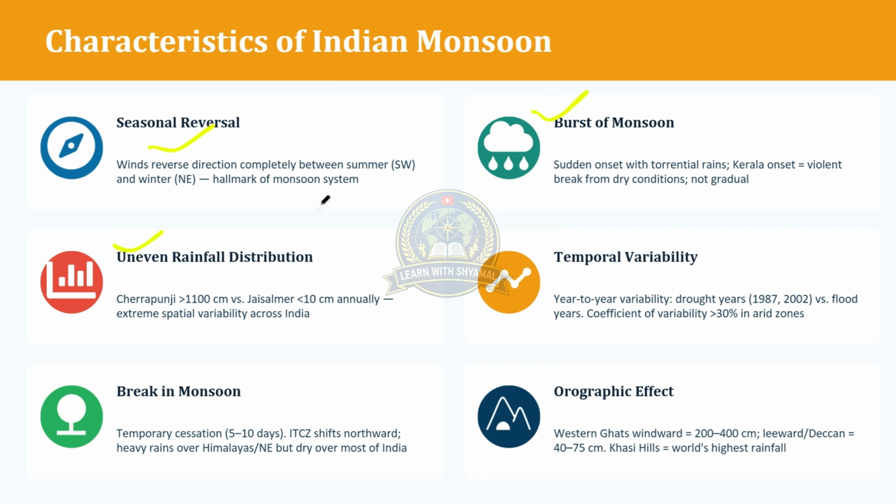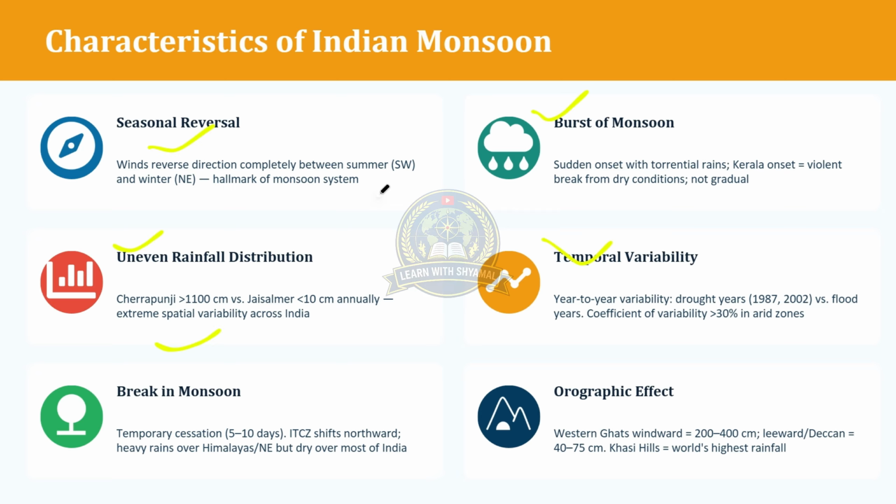Uneven rainfall distribution. Cherrapunji gets 1100 cm versus Jaisalmer less than 10 cm annually. Extreme spatial variability across India. Temporal variability, year-to-year variability: drought years in 1987 to 2002 versus flood years. Coefficient of variability is more than 30% in arid zones.